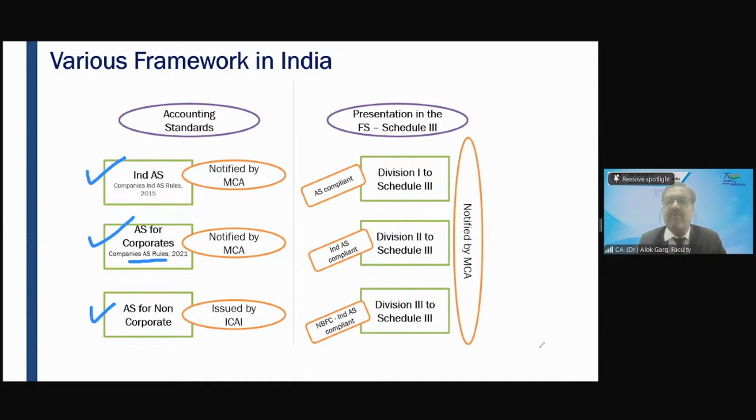Which entities are non-corporate entities? Geet, which entities are non-corporate entities? Can you give me an example of non-corporate entities? Chitra, can you give me an example of non-corporate entities?